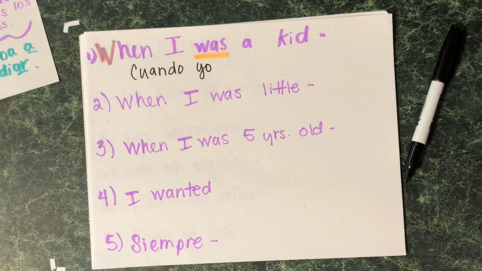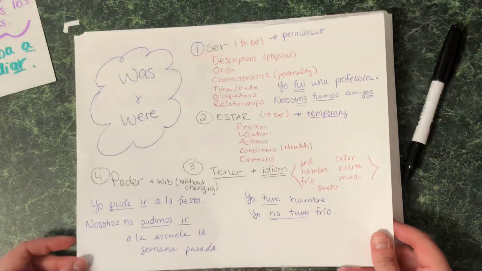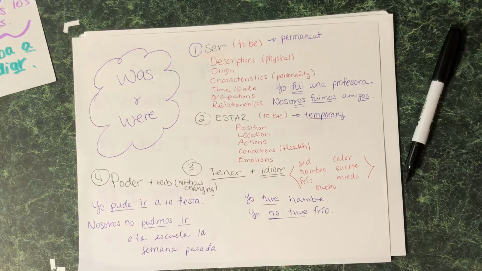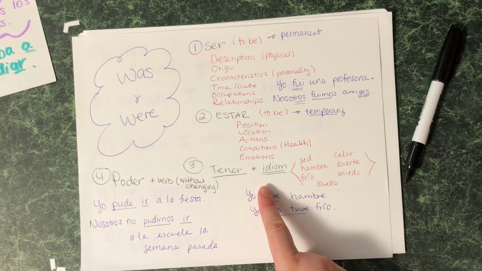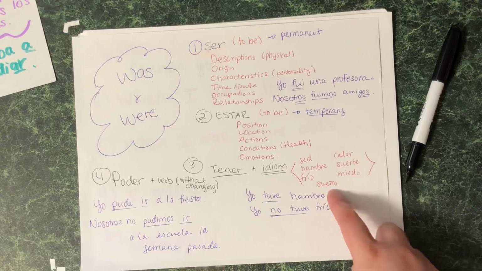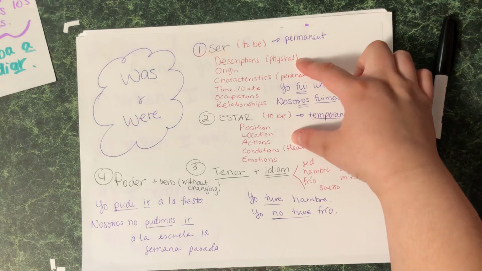In the previous lesson, you had some notes on how to say was or were. So which one am I going to pick? Ser, estar, tener, or poder? When I was a kid, which is the perfect one to write down? Is it poder plus a verb, to be able to do something? No. Is it an idiom? To be a kid. Sed, hambre, frío, calor, suerte, miedo, sueño. This is none of them, so you can eliminate tener. It's between ser and estar.